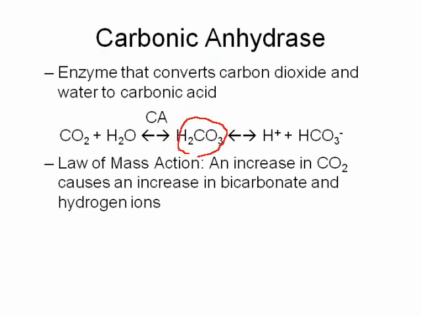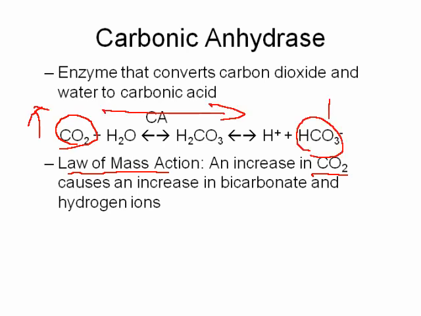The carbonic acid will break down into protons or hydrogen ion, and of course all acids by definition produce increased hydrogen ion. That's what the pH measures, the proportion of hydrogen ion, and bicarbonate. So we have an acid here and a base. According to the law of mass action, an increase in CO2 is going to cause an increase in bicarbonate and hydrogen ions.